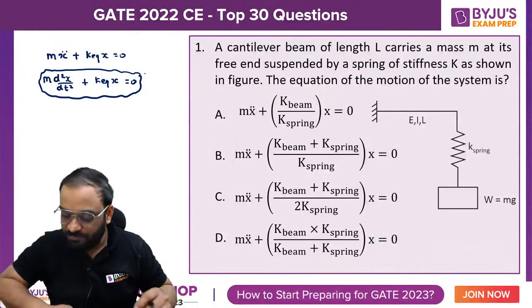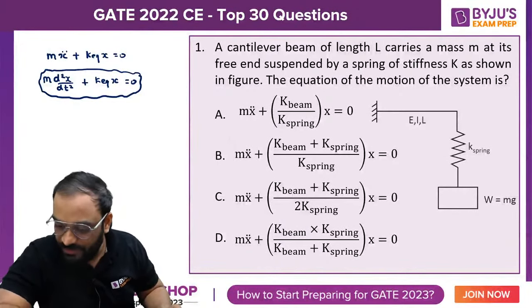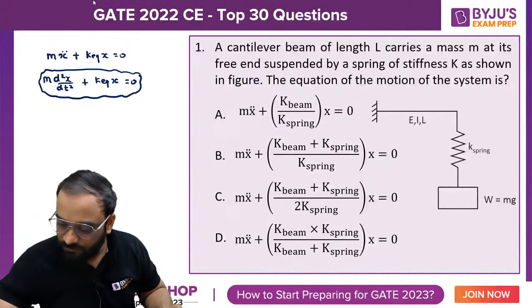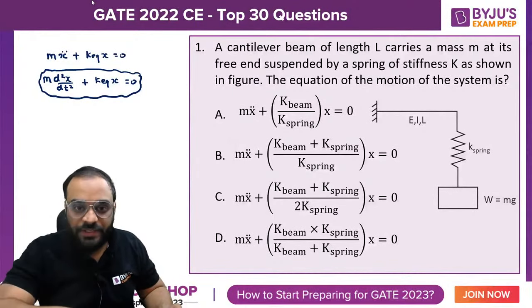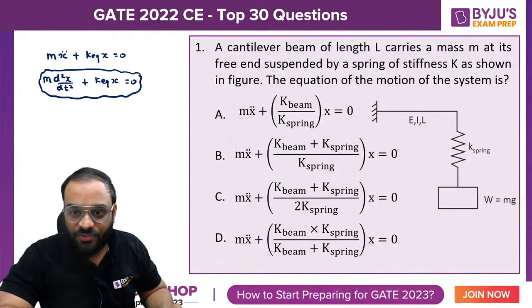Mayank says, sir, D will be the answer. Okay, Mayank, very nice. What do the other students say? Tell me, guys. Mayank says D, very nice, Mayank.